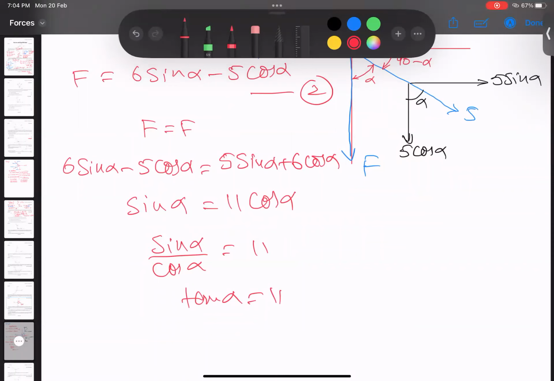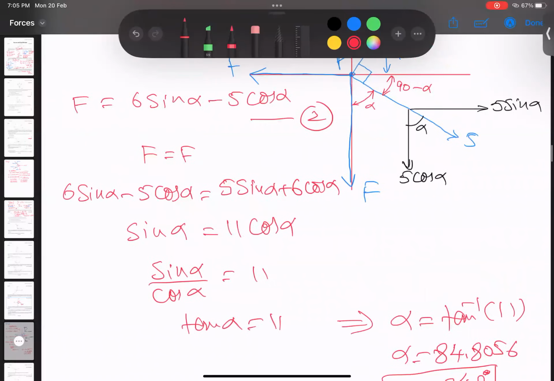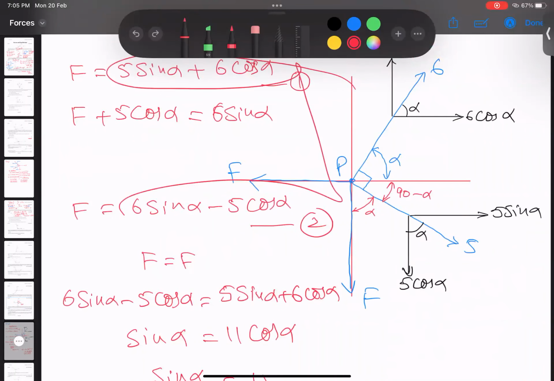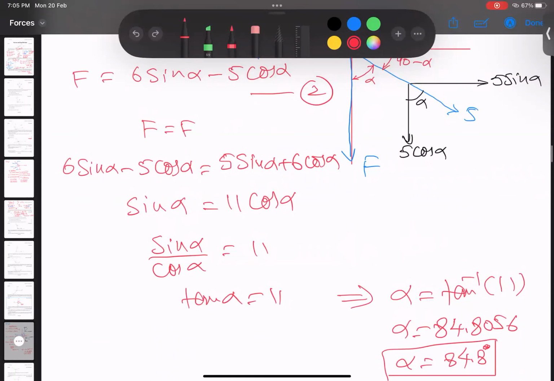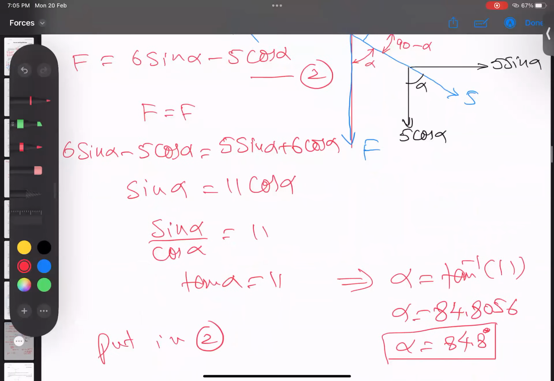Now I'm typing in a simple calculator. Tan inverse of 11, it is giving me the answer. Let me write it, the angle. So alpha is equal to tan inverse of 11. The answer is 84.8056. After rounding to 1 dp, because you know angle is always 1 dp, I get this answer for alpha. Alhamdulillahi Rabbil Alameen. But I'm looking not only for alpha, F as well. So this alpha value, either I plug in equation 1 or in equation 2. I'm putting it in 2, no problem at all.